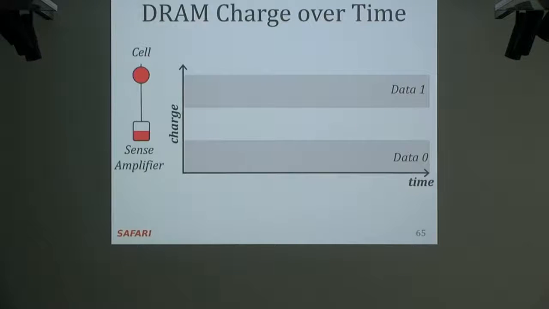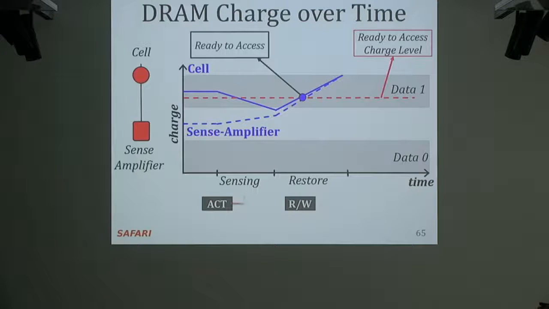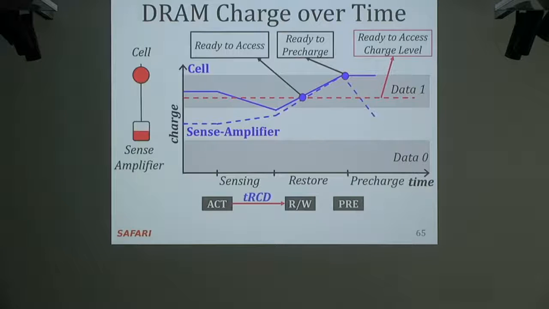So I'll go back to this picture again. As you can see, we really like these pictures. So you have the cell, you have the sense amplifier, these are the voltages, and there's a ready-to-access charge level over here. And if you get an activate command, the sense amplifier kicks in, and at some point, the cell becomes ready to access, as you can see. And then you can do reads and writes at that point in time. Now it becomes ready to precharge, and you can precharge it.